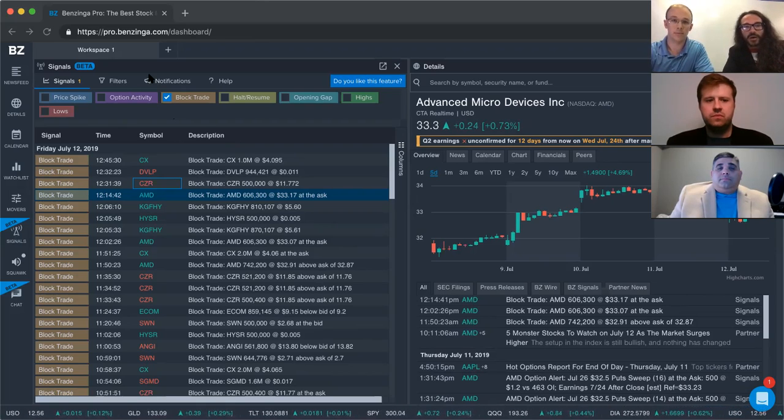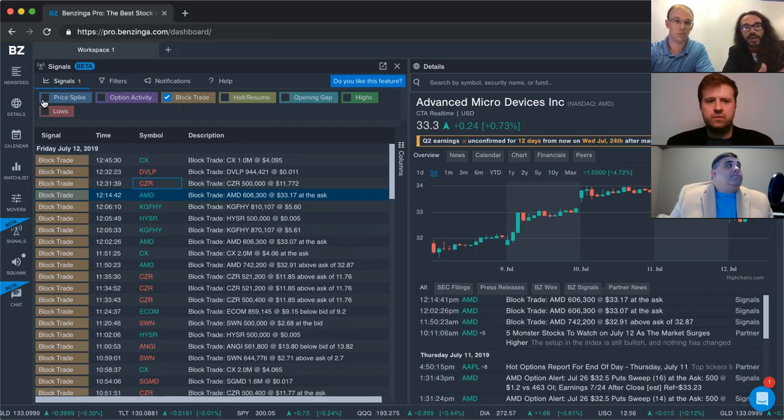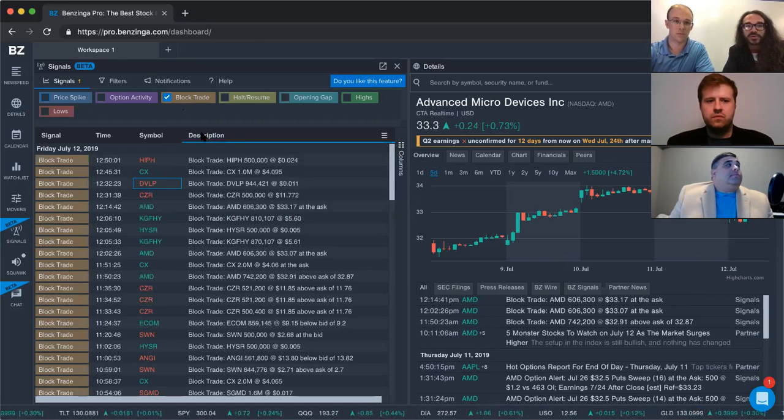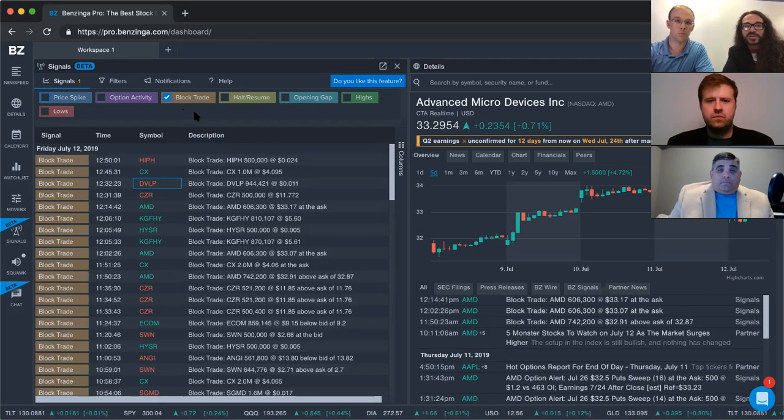And so on the left side here, this is the signals panel. At the top there, you can see a bunch of the selections that you can make. You can select the actual signal that you want to see. You can select price spike, option activity. There's a block trade, the one we're going to talk about, et cetera. You can do some filtering. You can do some notifications. Right now, we're just going to start basic, and we're just going to click that block trade.